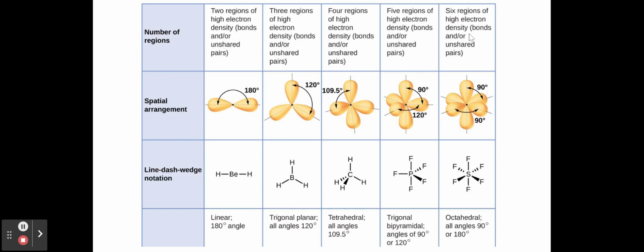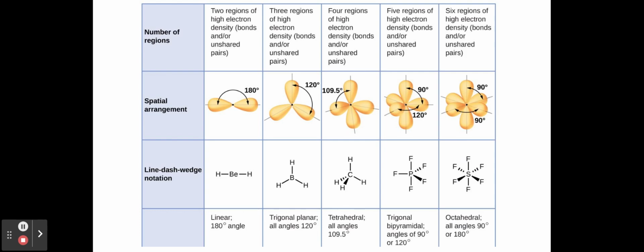If we have 6 electron regions or 6 electron domains, we have a central atom and 6 things coming off of that central atom. Something like this. And again, these wedges mean the fluorines are coming towards us, and these dashes mean they're going back into the page. This shape would be referred to as octahedral.